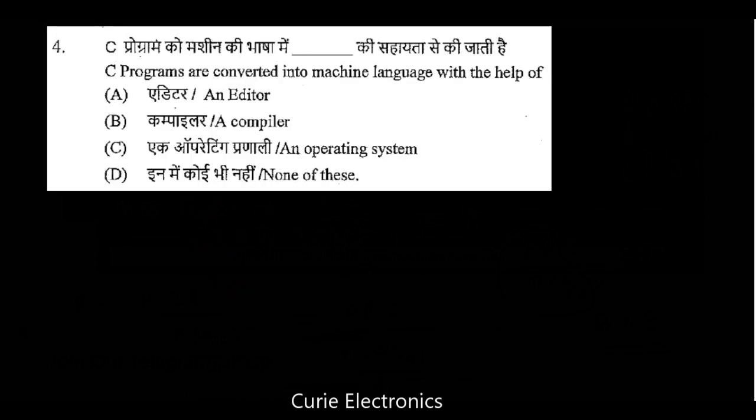Question number 4. C programs are converted into machine language with the help of, see, whatever we use, a Turbo C compiler, different compilers are there. So C programs are converted to machine language with the help of a compiler. For assembly language to machine language, it is an assembler.